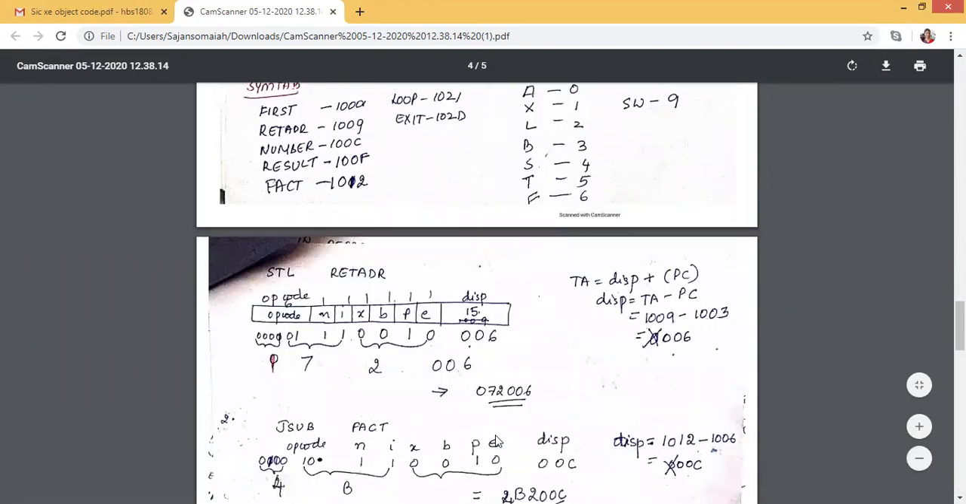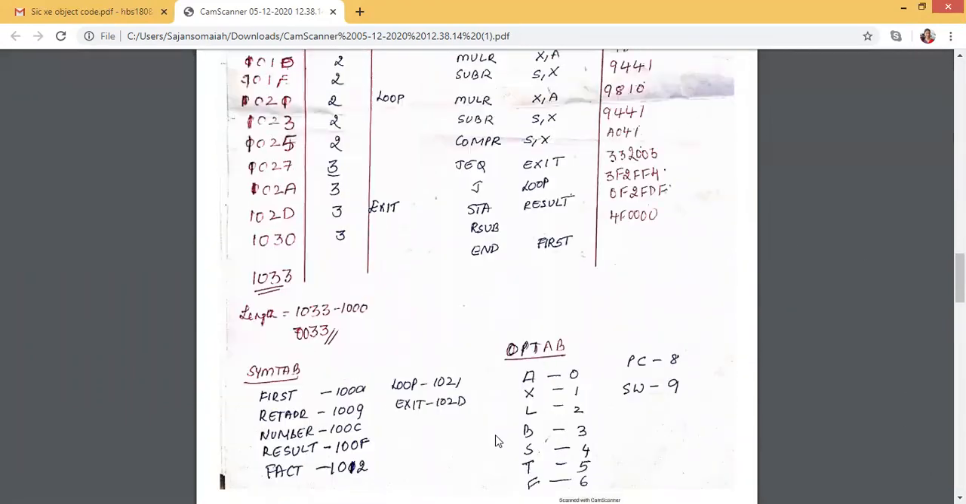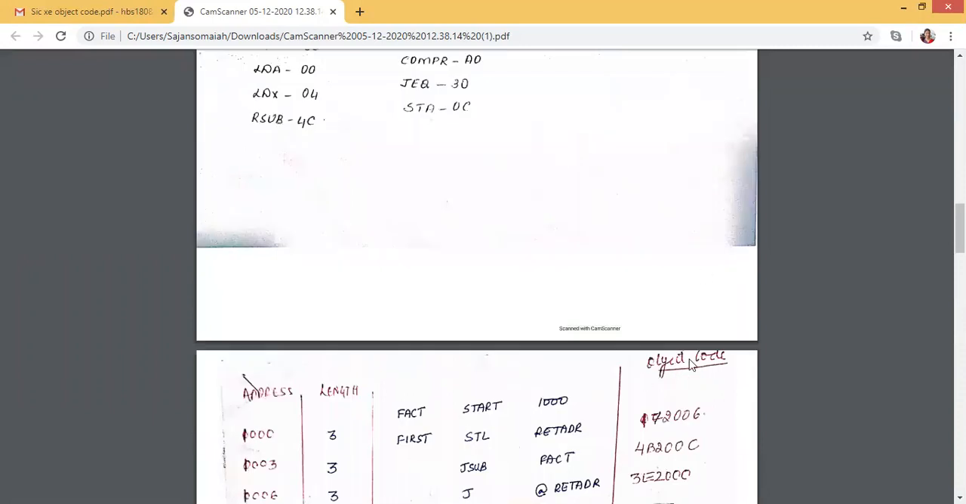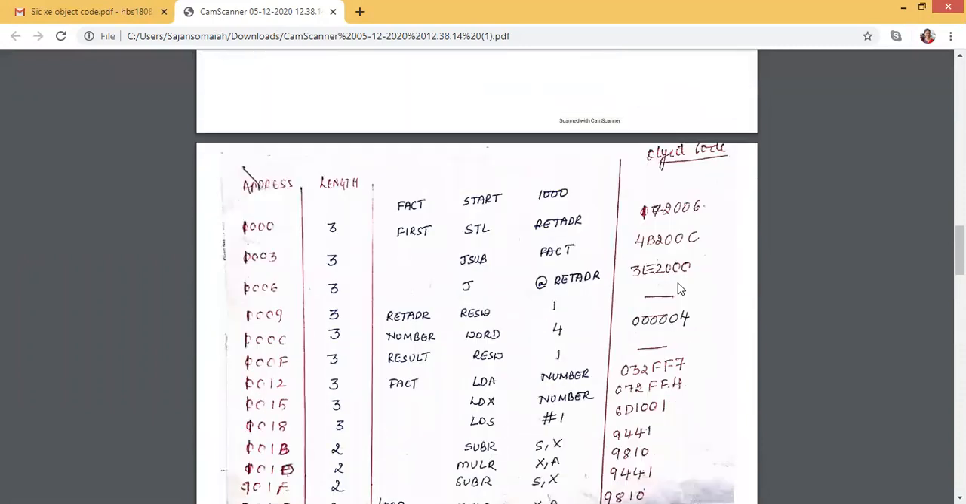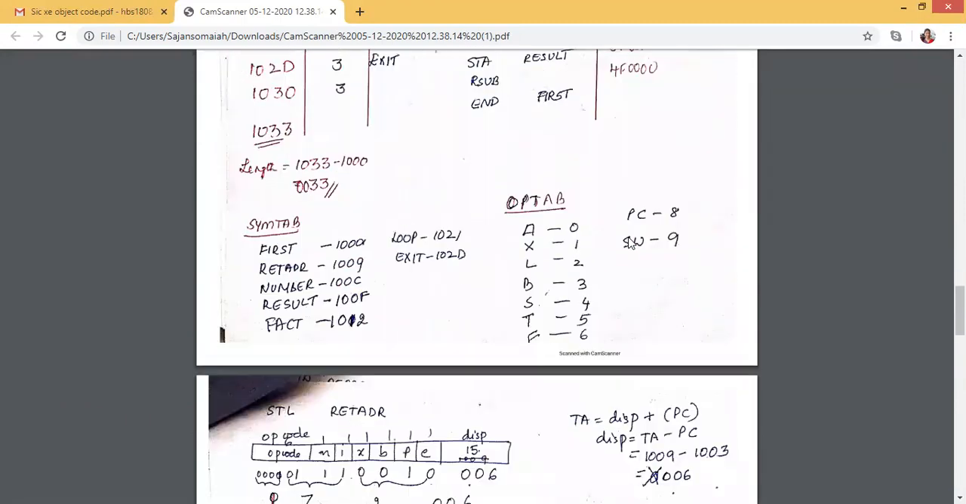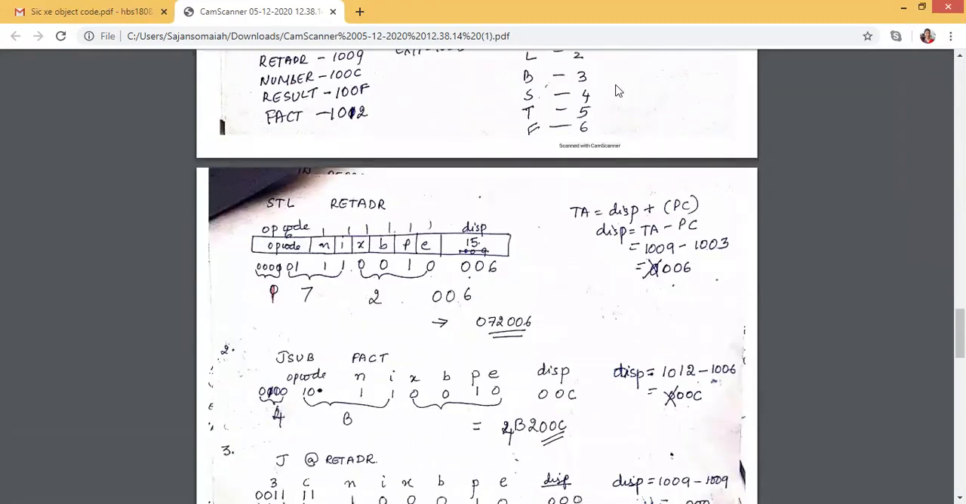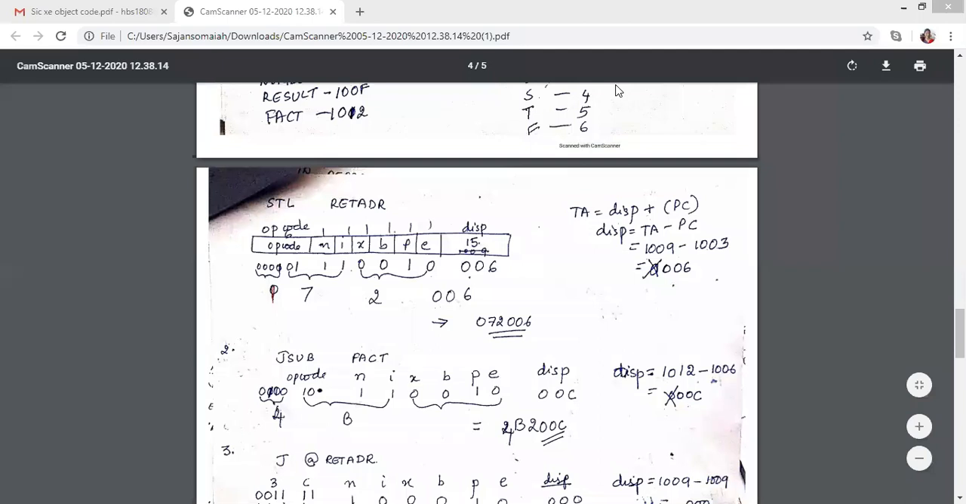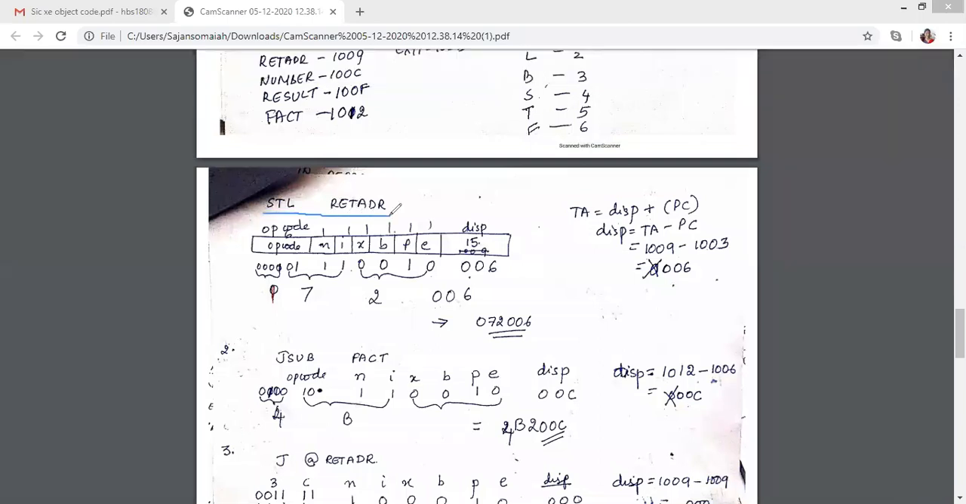Right now, we will start with object code. If you remember, we have to calculate the object code. This is very important, and it is performed in pass two. So we will pick each of the instructions and try to find the object code. Now I have taken the first instruction, which is STL RETADR. Don't worry, all these problems are there in the notes. I'll be uploading them. We'll just go through the same problems that are in the notes.